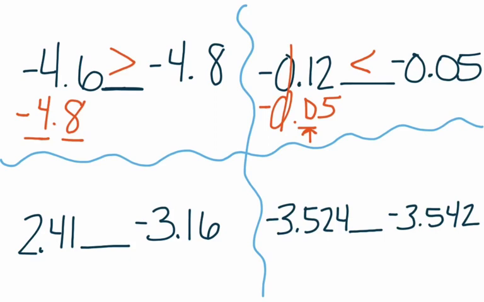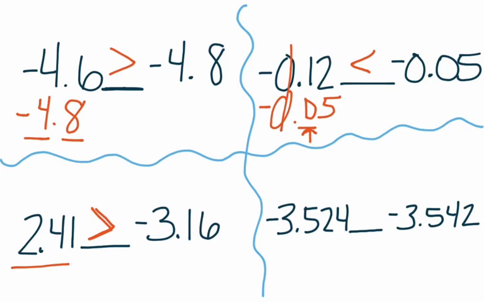Now in this next problem, in the bottom left, there's one obvious thing right away that I hope you noticed. 2 and 41/100 is positive, negative 3 and 16/100 is negative, so the positive is definitely going to be greater. Once you recognize one positive and one negative, the positive will always be greater no matter what the negative is.